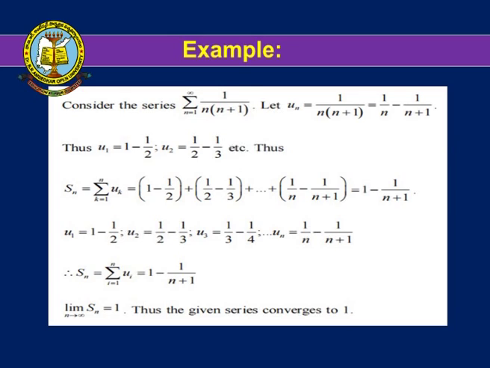Now, if I apply the limit n tends to infinity of S_n, the partial sum of the n terms, as n tends to infinity, we can get the finite value 1 minus 1 by infinity plus 1. So, 1 by infinity is 0, 1 minus 0 is 1. So, the series is convergent, converging to 1.